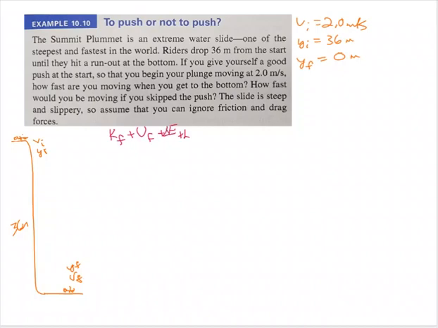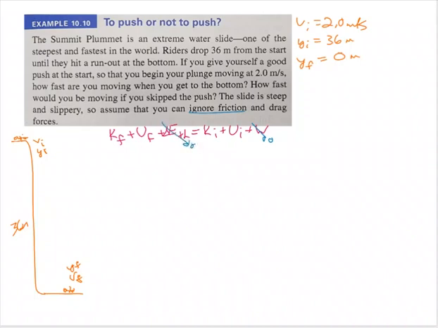Delta energy thermal equals K initial, potential initial, plus work. Okay. Now, can we close this system? Yes, it's just us on the track sliding down. We're not putting any work into this, so work is gone. And there's no thermal, because it says you can ignore friction, so we're going to get rid of thermal, which is good.